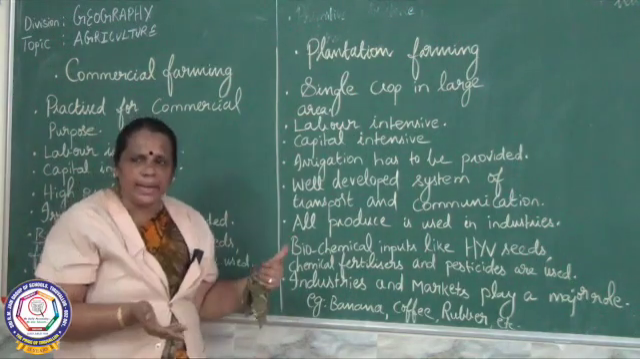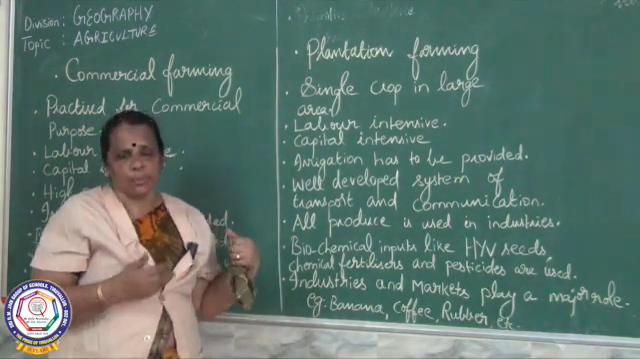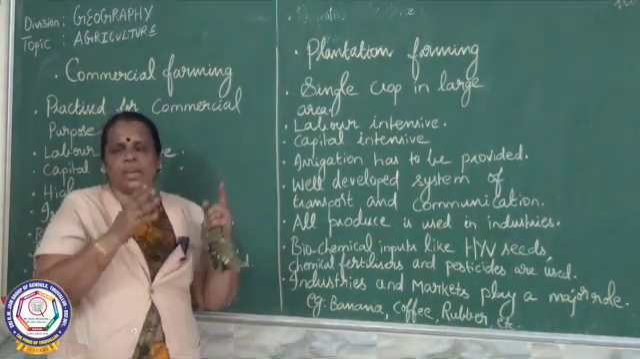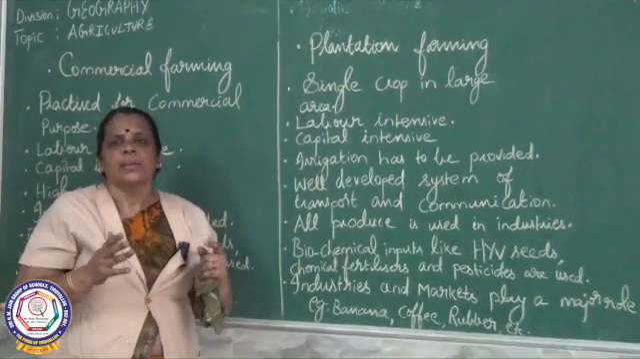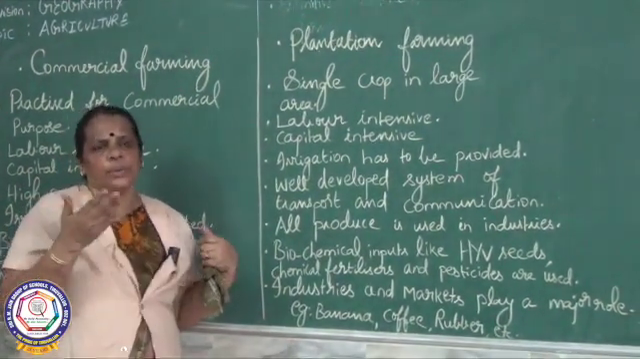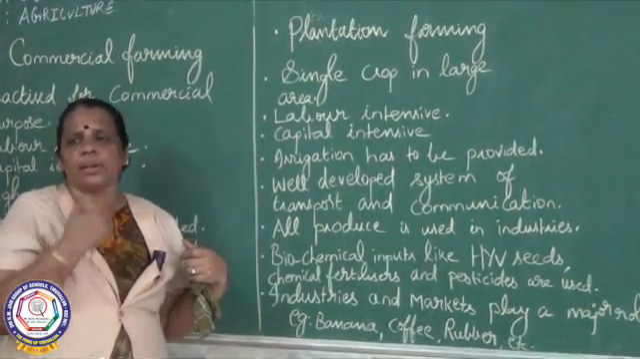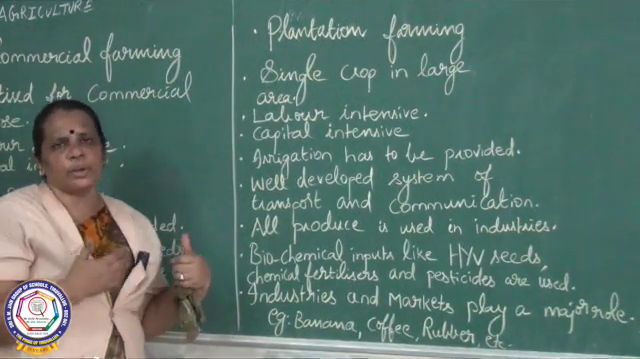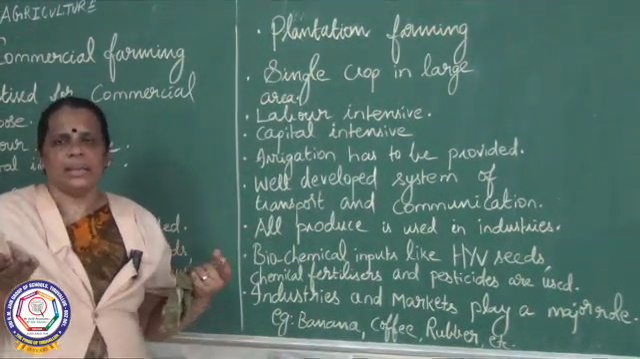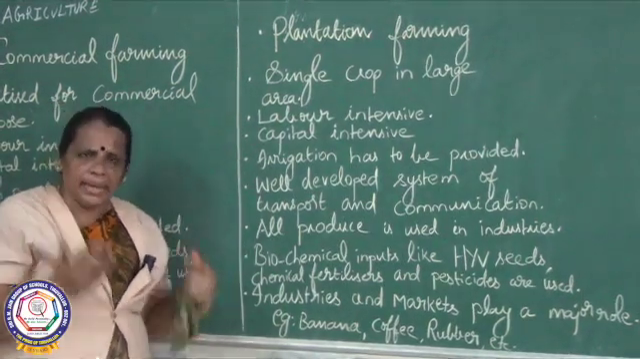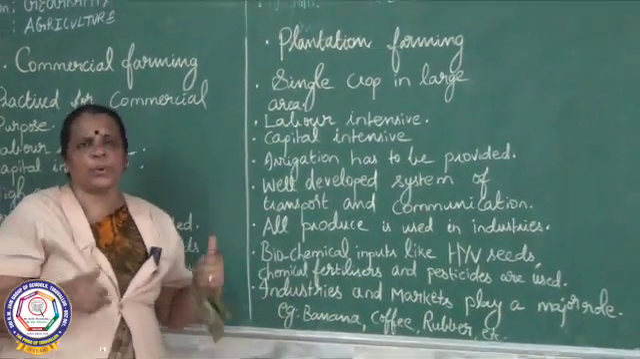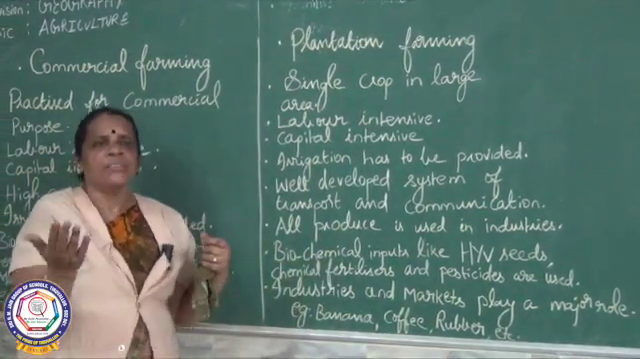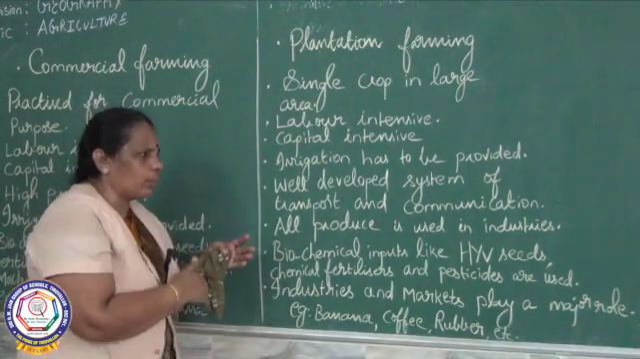The next one, they need a well developed system of transport and communication. Communication and transport play a greater role in plantation farming because some of the products here are perishable products. For example, banana can be cultivated in plantation farming, and banana can perish easily. So they need quick means of transport and communication, for the faster delivery of perishable goods from one place to another place.